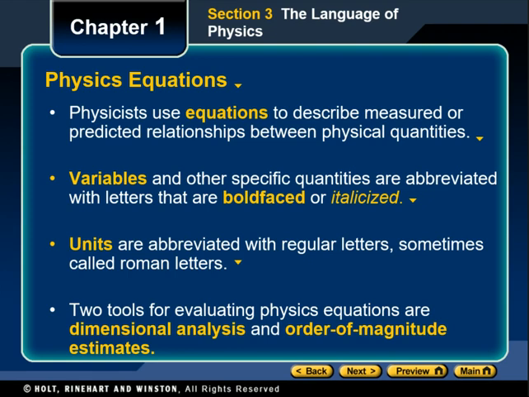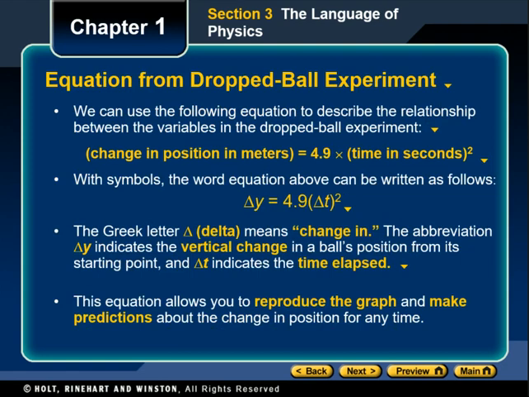Although an experiment is the ultimate way to check the validity of a physics experiment, several techniques can be used to evaluate whether an equation or result can be possibly valid. We can also use the equation at the top of the screen here to describe the relationship between the variables in the experiment. Change in position, measured in meters, is equal to 4.9 multiplied by the time, measured in seconds, squared. This equation allows you to reproduce the graph and to make predictions about the change in position for any arbitrary time during the fall.